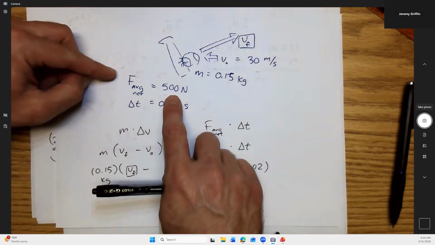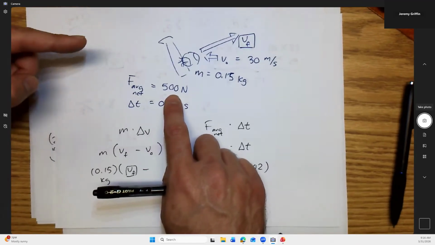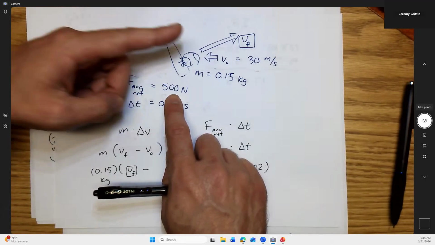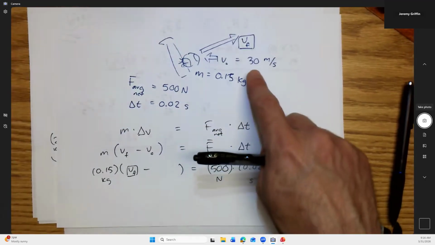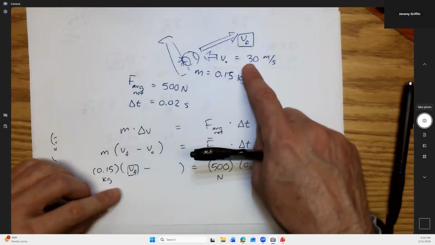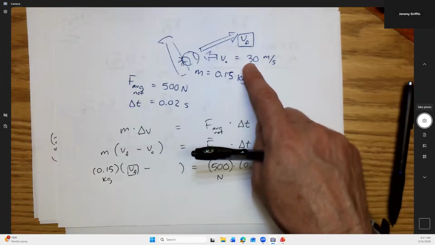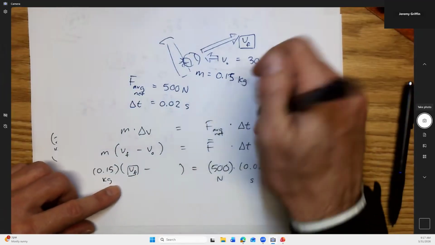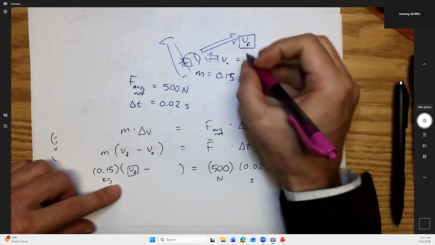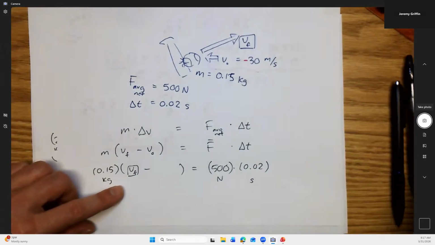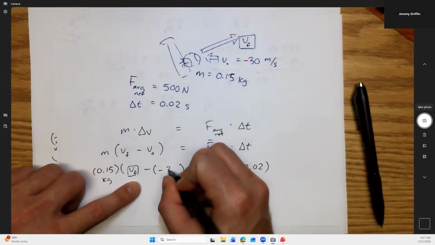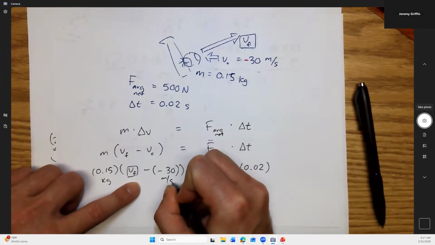When I say the force is 500 newtons, that's from the bat on the ball pointed which way? To the right, on my paper, towards the outfield. If I'm being consistent with the numbers, this initial velocity should really be negative, shouldn't it? Yesterday we didn't have to worry about that because energy was a scalar. But today momentum is a vector. So this should really be negative 30. You have to do that in the math, otherwise you'll get the wrong answer. So I'm really subtracting negative 30 meters per second right there.